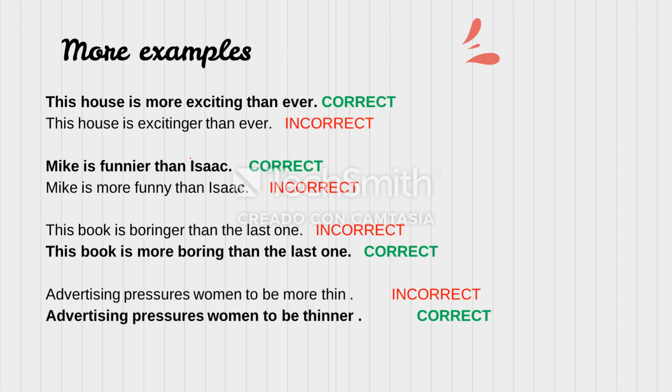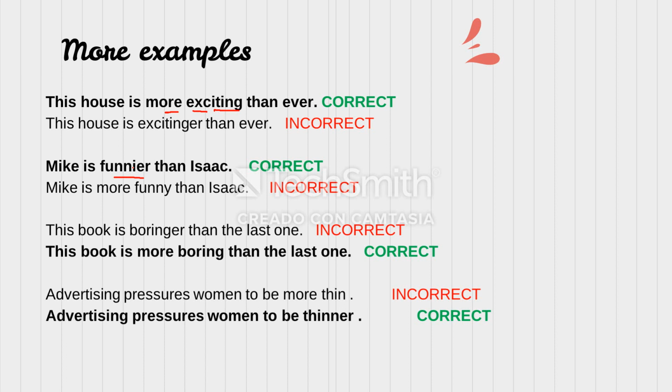This house is more exciting than ever. This is the correct form because exciting is a long adjective. It means three or more syllables, so we have to add the word more. It's incorrect to say this house is excitinger than ever. Example number 2, Mike is funnier than Isaac. This is the correct one because funny is a short adjective and it ends in y, so we have to drop the y and add i and then add er.